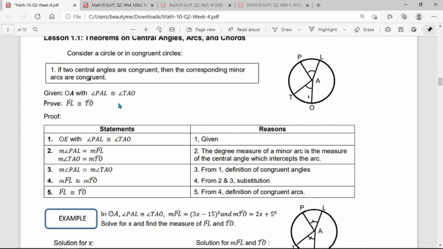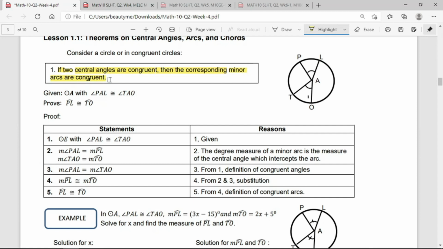First theorem about central angles, arcs, and chords: if two central angles are congruent, then the corresponding arcs are congruent. When we say congruent, they are alike in measurement, and they have the same degrees. And when we say corresponding minor arcs, it refers to the intercepted arc. If you try to review the terms related to circles, I have also discussed there, and also the video about central angles and its intercepted arc, and also inscribed angles and its intercepted arc. You could see there what an intercepted arc is all about. And it states that if two central angles are congruent, then the corresponding minor arcs are congruent.